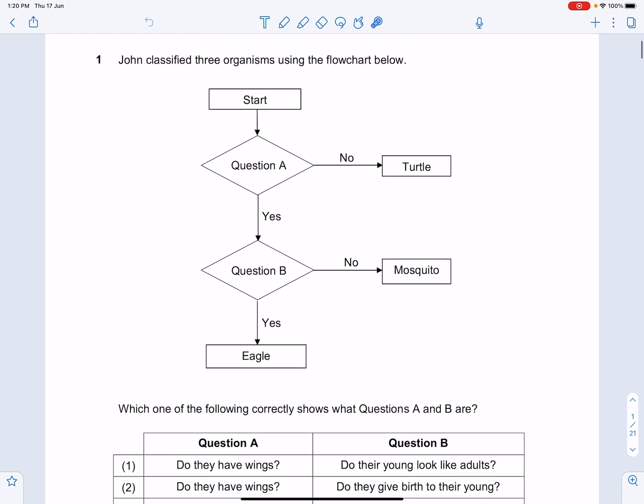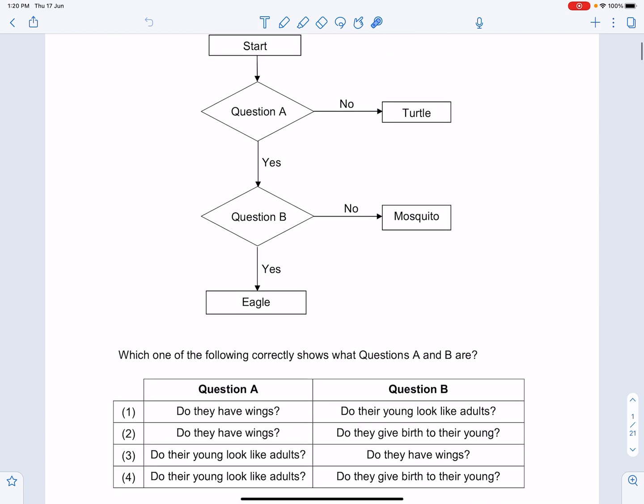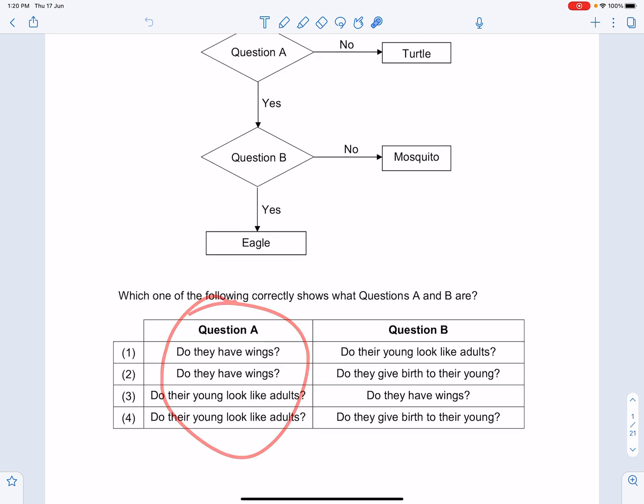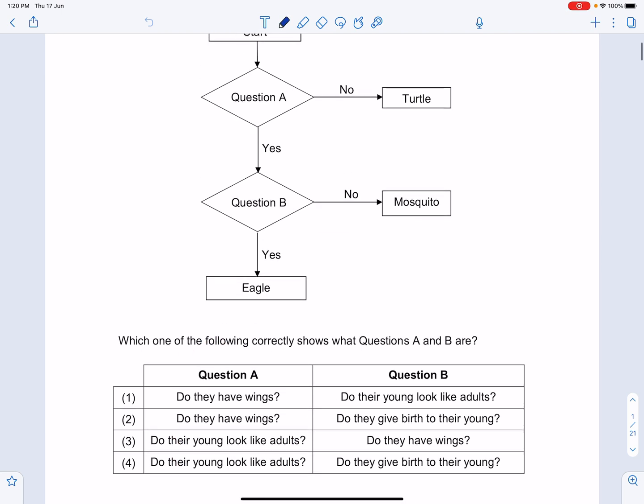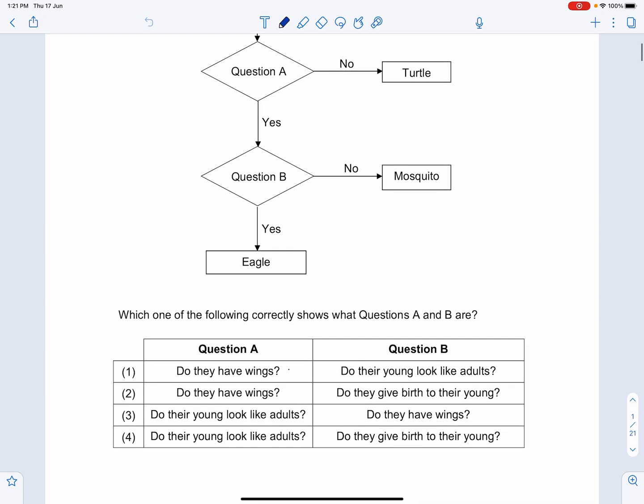So let's start. In the first question, they are asking, do they have wings? Turtles don't have wings, right? So the answer is no. If you look at question A and go by the elimination method, you would know that for "do they have wings?", turtle says no. Yes, that is a reasonable question.